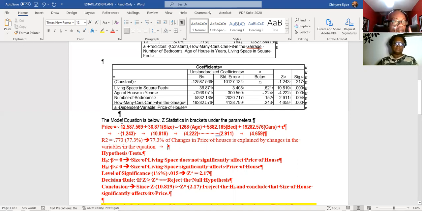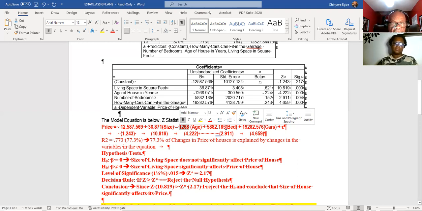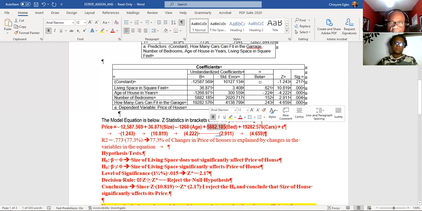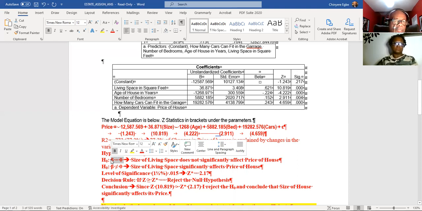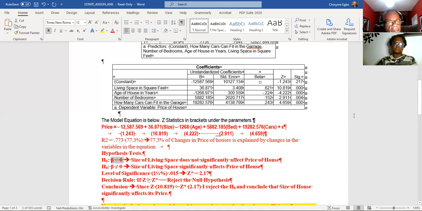And we test each one separately. We test this one separately. We test the slope for age separately. We test the slope for number of bedrooms separately. And we test the slope for the number of cars that can fit in the garage separately. And if for any of them we are not able to reject the null hypothesis that it is 0, then we're saying that that variable has no significant impact on the price of a house. You get the point?